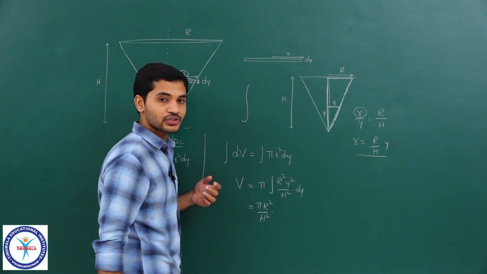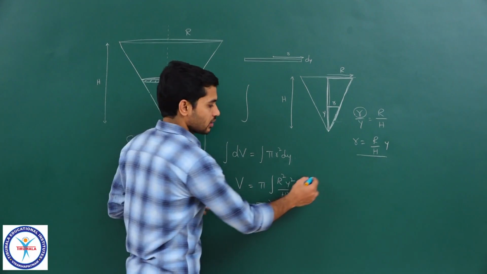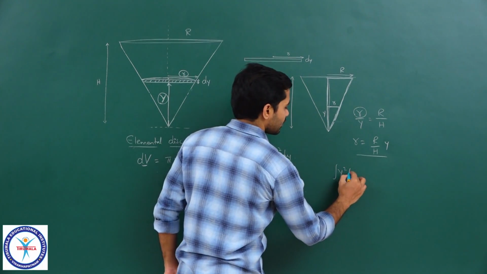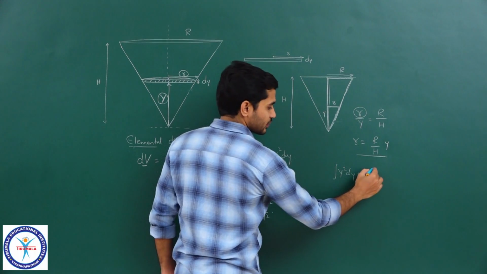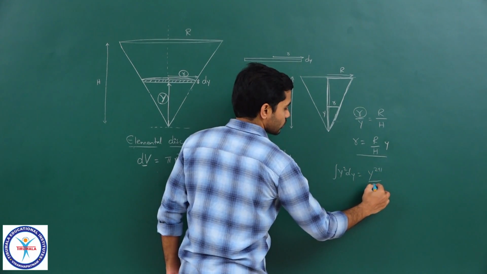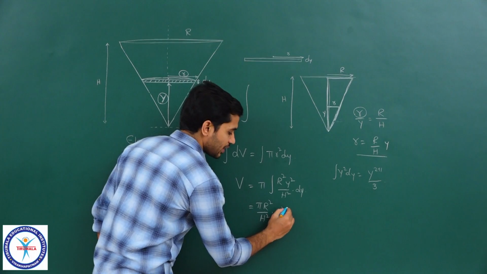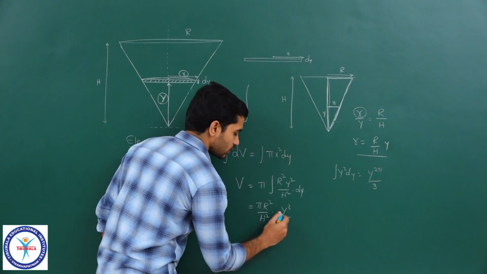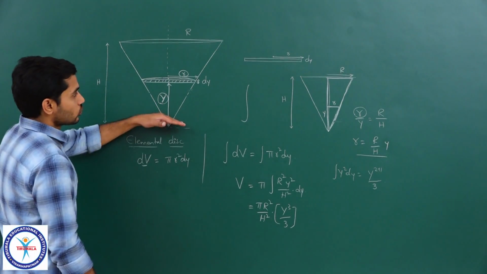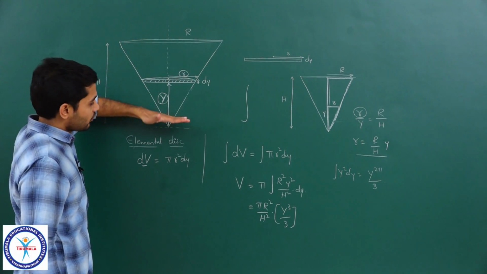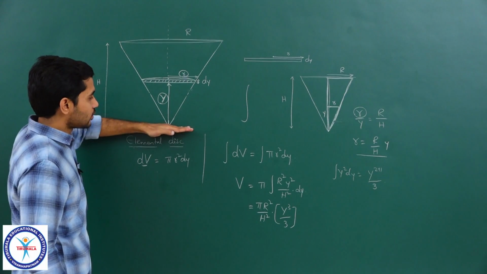What is integral of y square dy? You know this, right? Integral y square dy is nothing but y to the power, the power should increase by 1, so 2 plus 1, which is 3, divided by 3. So I would be getting y cube by 3. Now remember, we need to substitute the limits.